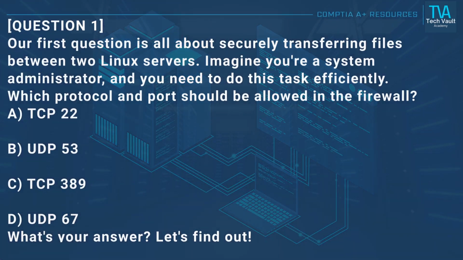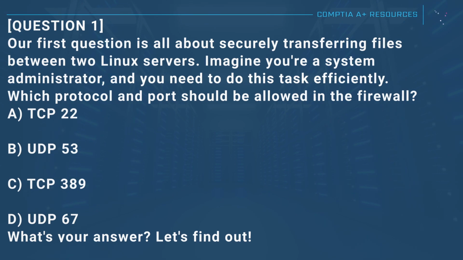Our first question is all about securely transferring files between two Linux servers. Imagine you're a system administrator and you need to do this task efficiently. Which protocol and port should be allowed in the firewall? A. TCP 22, B. UDP 53, C. TCP 389, D. UDP 67. What's your answer? Let's find out.